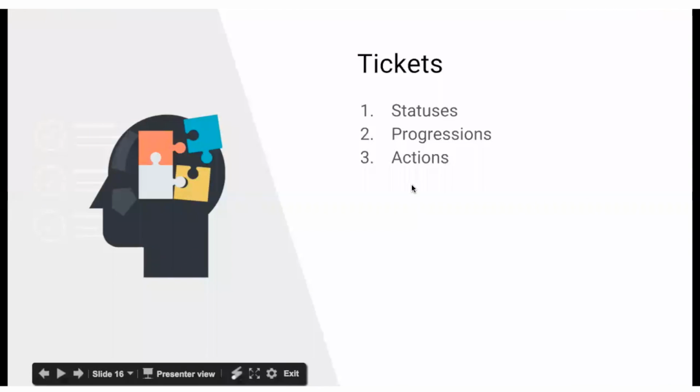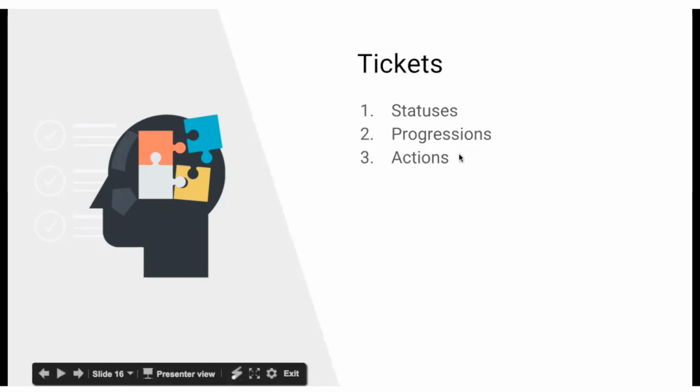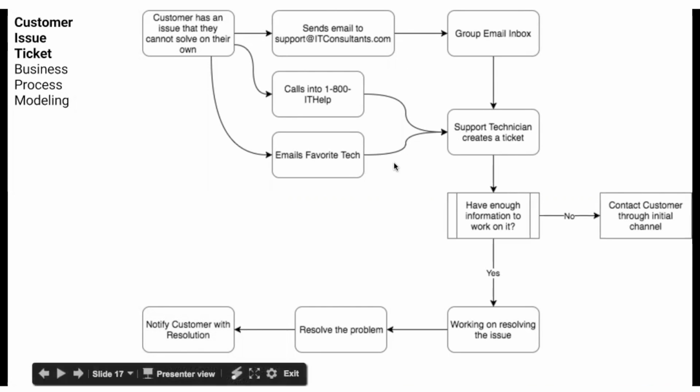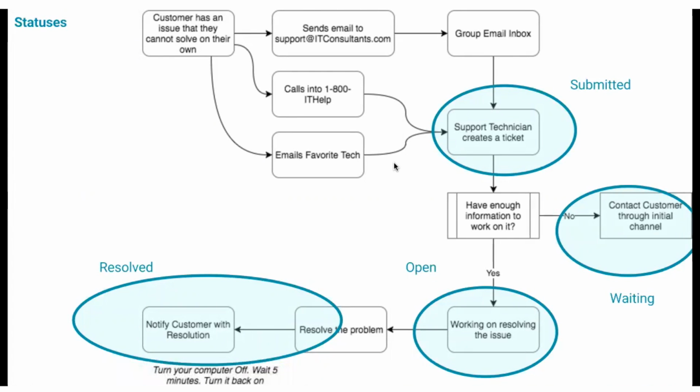So what I wanted to do was start off on the ticket side. We'll first jump into statuses and then go to more advanced things like progressions and eventually actions. How can I automate my process? So we'll go back to this customer issue and ticket example. And the first choice or decision that we need to make is, based on this workflow, what should we call the different phases of the statuses?